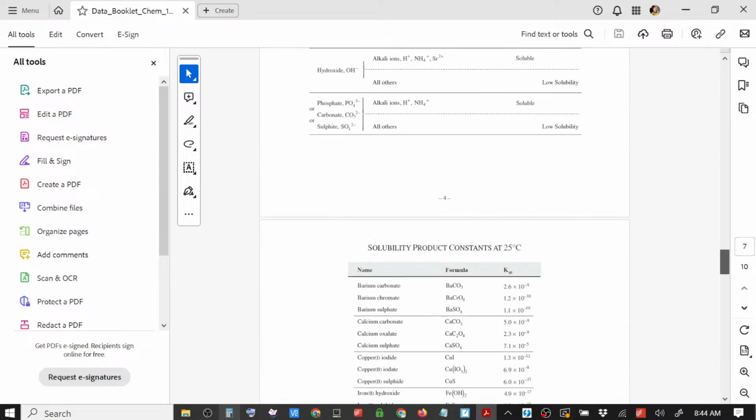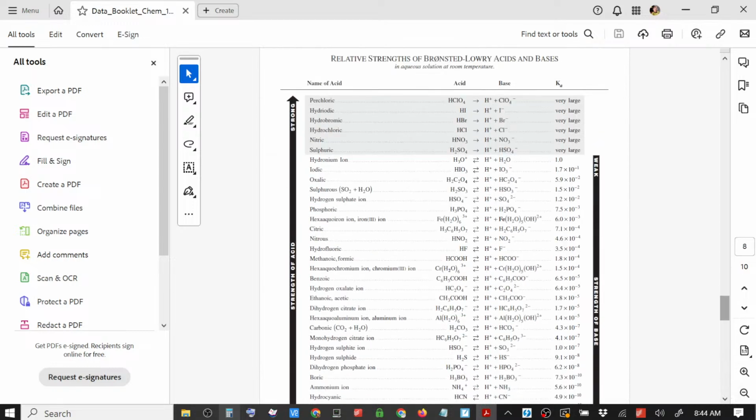Let's scroll down, page 6. These are all tiny numbers, but what number's at the very top? Very large. If you were to write a Kq for this, you have products over reactants. These are so large that essentially they go to completion. Notice they're also one-way arrows. So these are all your strong acids, and they're the only ones. Perchloric, hydroiodic, hydrobromic, hydrochloric, nitric, and sulfuric. So H2SO4, HNO3, HCl, HBr, HI, HClO4.